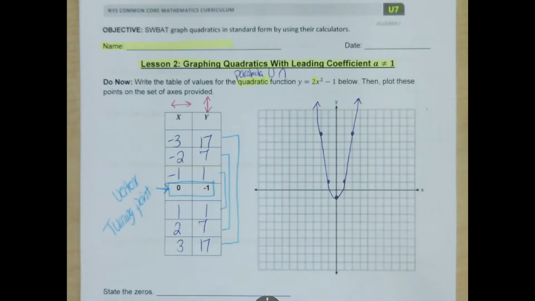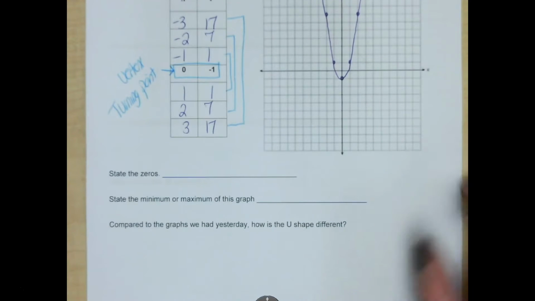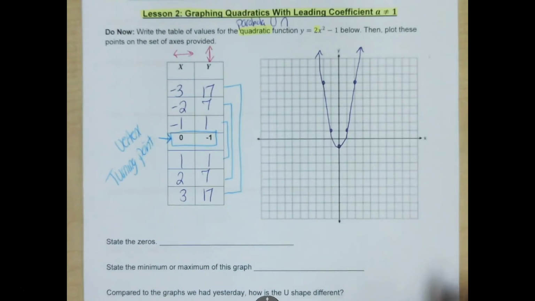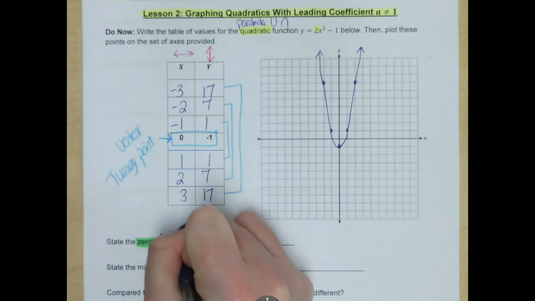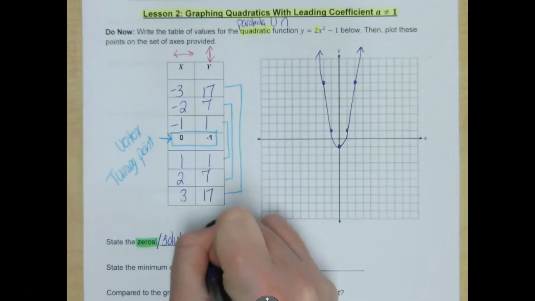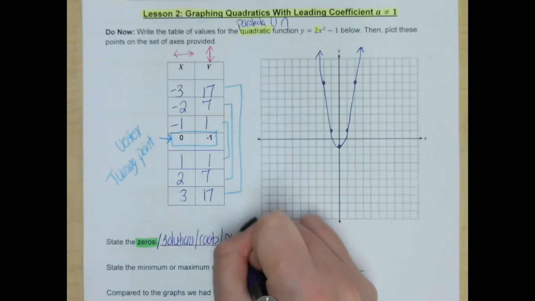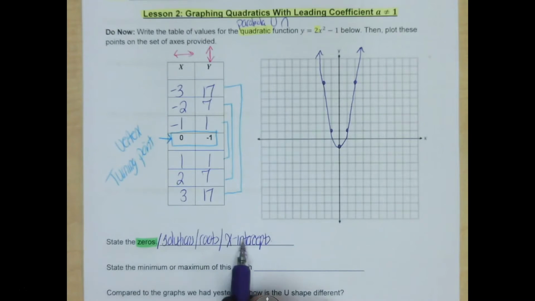All right, it looks like the first part is done. Now I want to jump down to the questions underneath. It says state the zeros. All right, here we go. If I look at my graph, this is something that we had gone over in the vocabulary yesterday. If I want to state the zeros, another word for zeros would be solutions, roots, or really it's my x-intercepts. Okay, all four of these words are asking you to find the exact same thing.